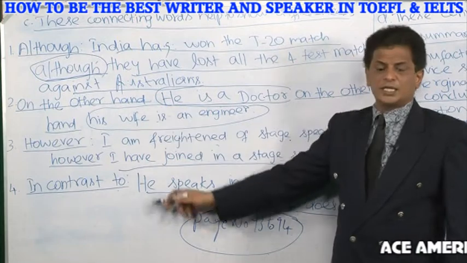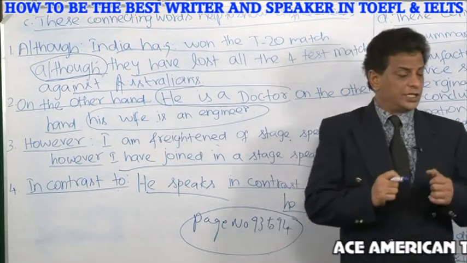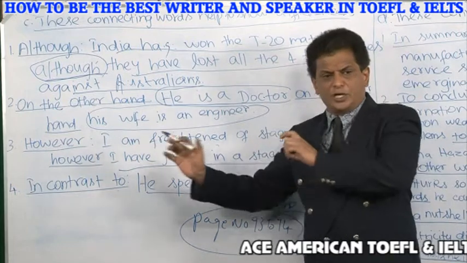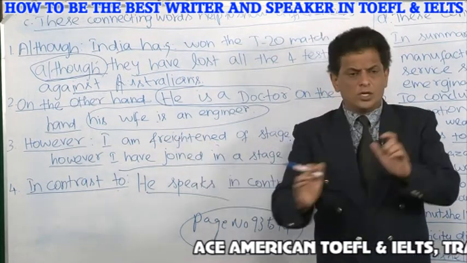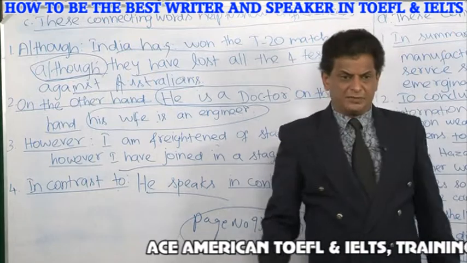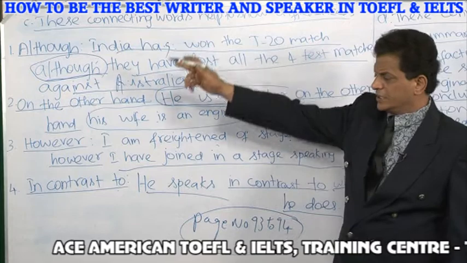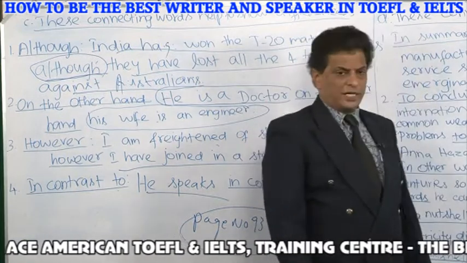So, these words are the connecting words which show the differences between one point and other point, or one idea with the other idea, or one statement with the other statement. So, the differences of the ideas can be connected using these words. Hope you are able to understand.